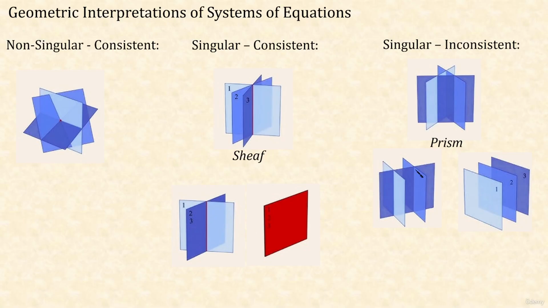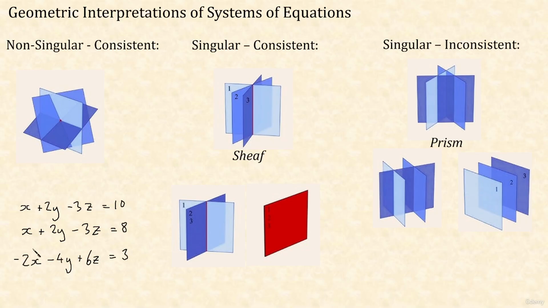Now, all of these cases down here that have parallel planes, they're pretty easy to spot because a parallel plane will be something like x plus 2y minus 3z or whatever equals 10, and then the same thing again, but equals something else, like 8. Or maybe it's in disguise, maybe it's minus 2x minus 4y plus 6z equals 3. This is parallel because this is just a multiple of that. So this would be an example of 3 planes that are parallel. So this is an example of this one.